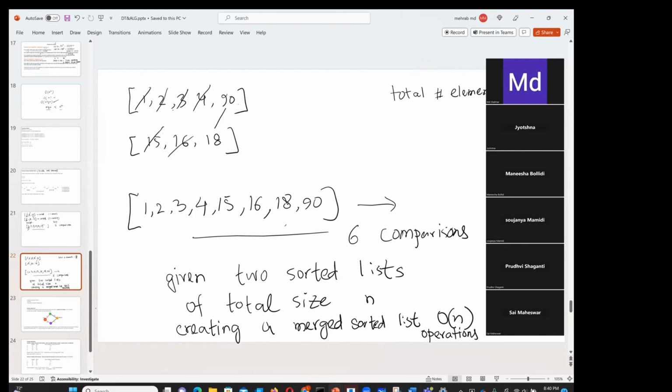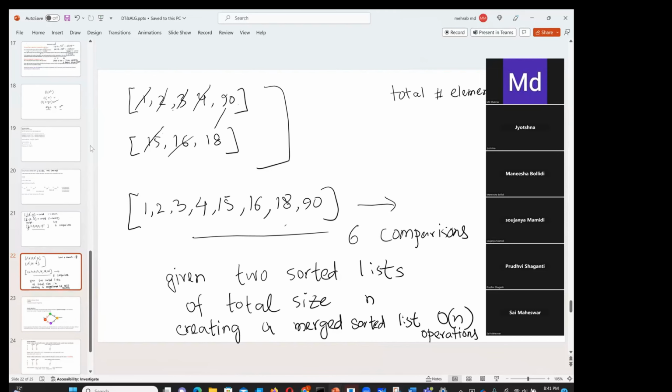So are you taking n as the combination of both lists? Yes, this is the total number of elements in the two lists. Okay, then it makes sense. So I can do the merging with n minus 1 operations, which is order of n, right? Correct. So it's a very good algorithm. An order of n algorithm is a good algorithm. If we are given 2 sorted lists, you can very easily combine them with just n minus 1 operations.